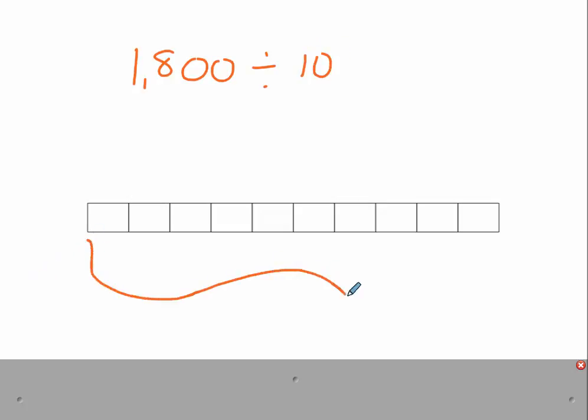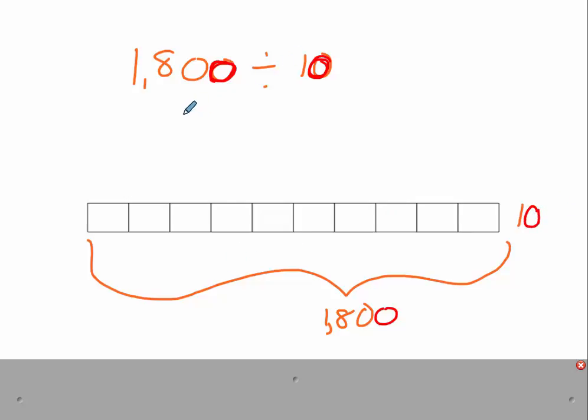Okay, here's our new problem. 1,800 divided by 10. We know that right here is 1,000. We're going to put a mark on those last zeros so we can identify them. 1,800. And we're going to say there's 10 groups, right? Because we can see that there's 10 groups.